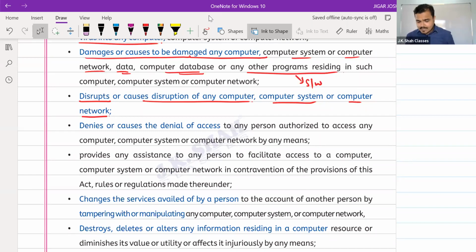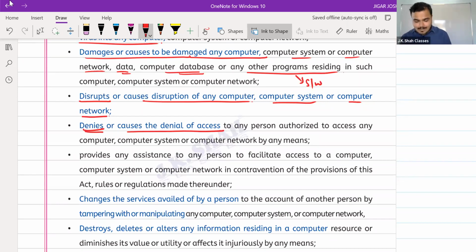Agree? Yes, sir. But I hacked your account and right now I am enjoying that Netflix and Amazon Prime. Then that is called denial of access, the one who causes denial of access. It means not allowing an authorized person to use his own device.